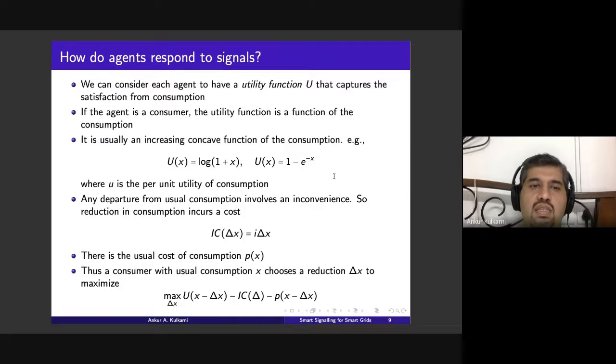So let's make this a little more concrete. We are going to consider each agent, or each demand entity, to have what can be called a utility function. The utility function captures the satisfaction that the agent derives from consumption. If the agent is a consumer, the utility is a function of the consumption. If the agent is a producer, the utility is a function of the amount that he sells, and so on. A utility is usually an increasing and concave function of the consumption.